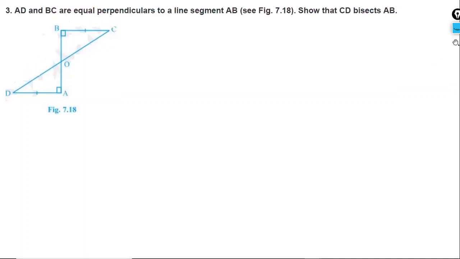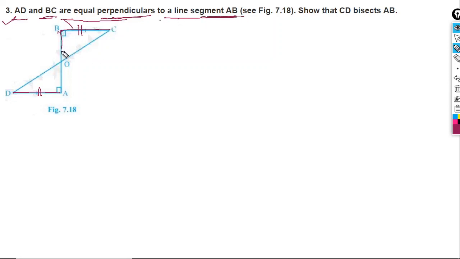Here it is, question number 3. Let's read the question. AD and BC are equal and perpendicular to a line segment AB. Look at the figure, AD and BC. Equal means AD equal to BC, and perpendicular to the line segment AB.